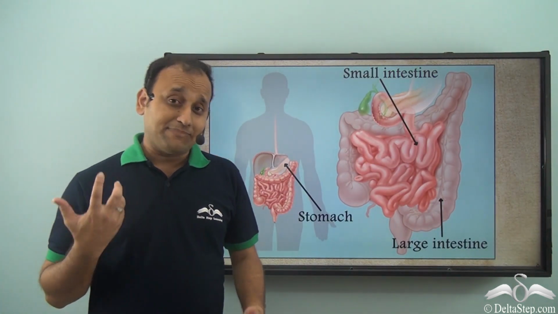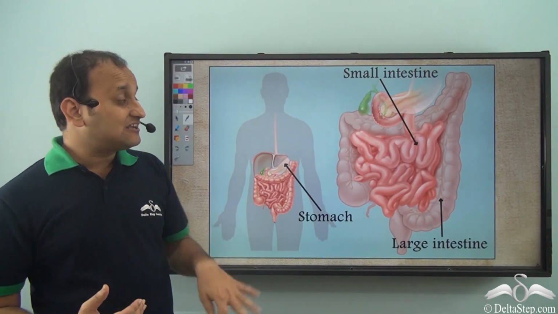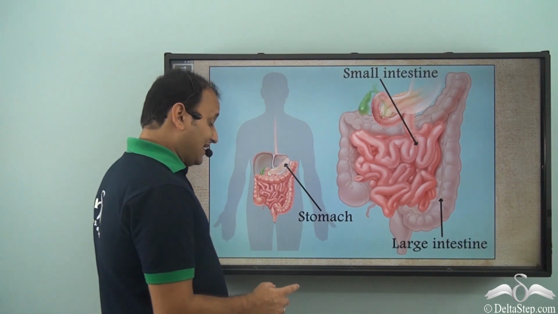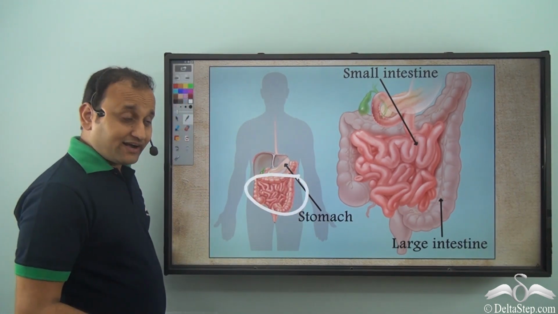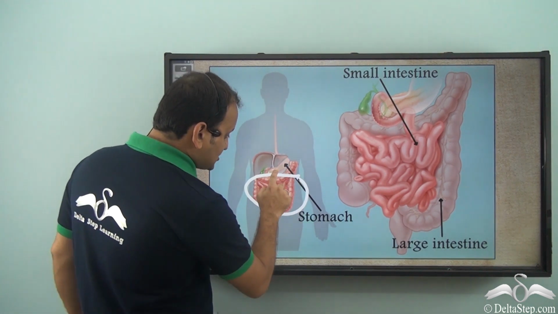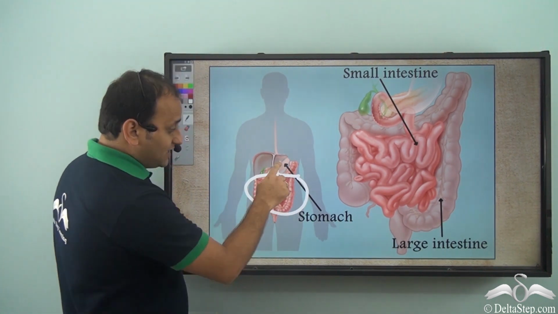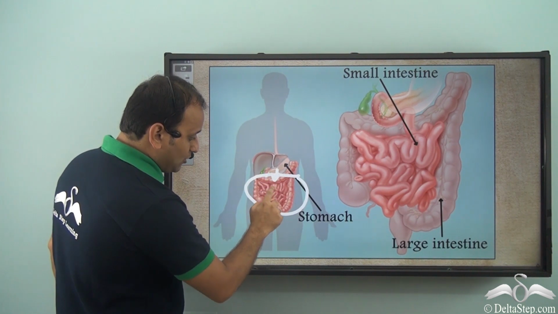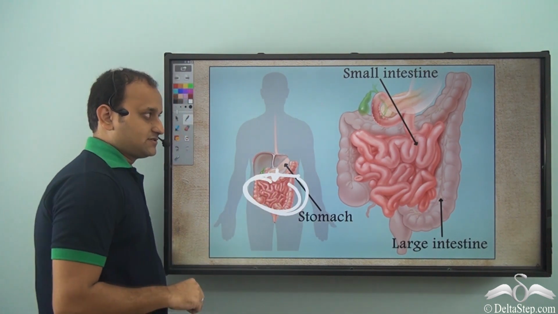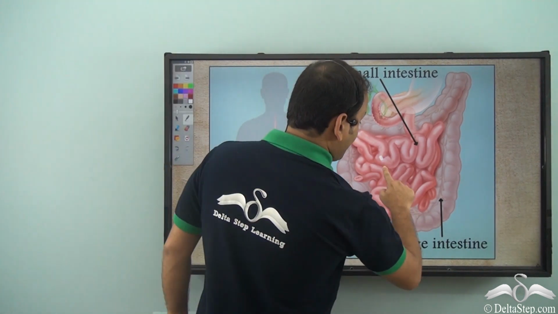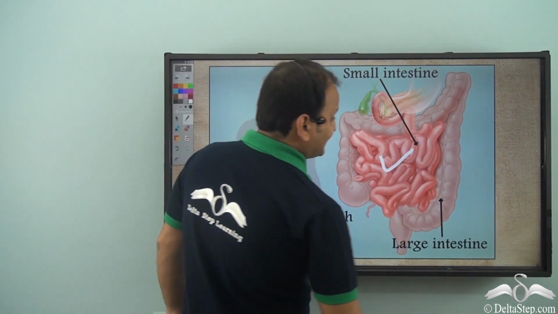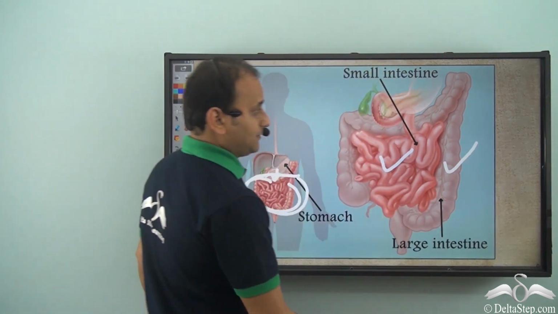Now, what happens after that? Well, after that, the entire thing reaches the intestines. And where are they located? Well, they are located just below the stomach. So you see, here is the stomach and then below it are the intestines. Now, intestines are of two types. This is the small intestine and this is the large intestine.